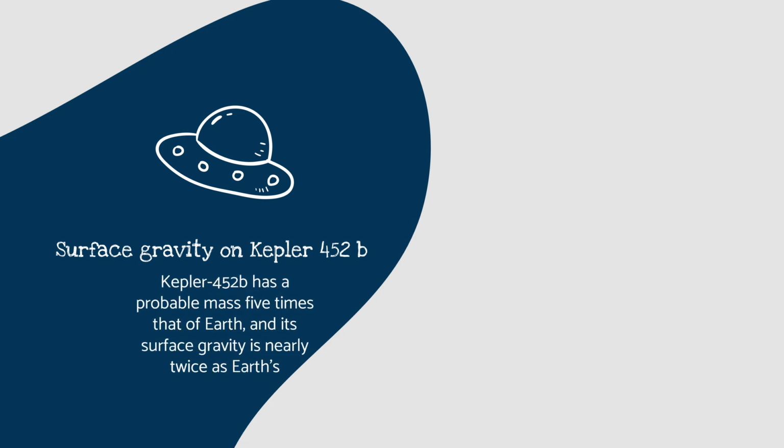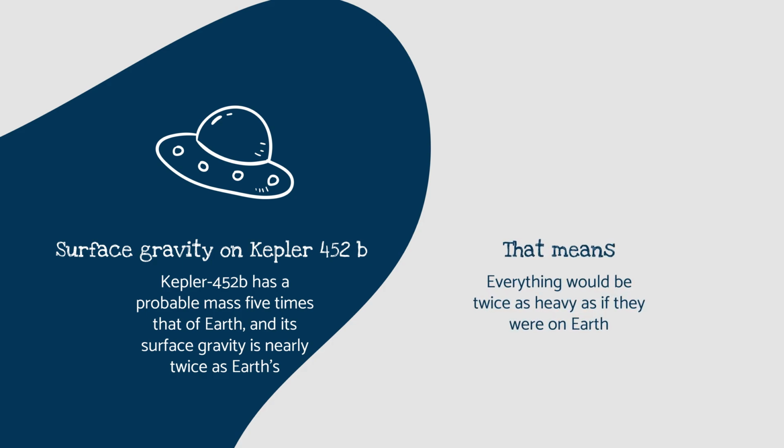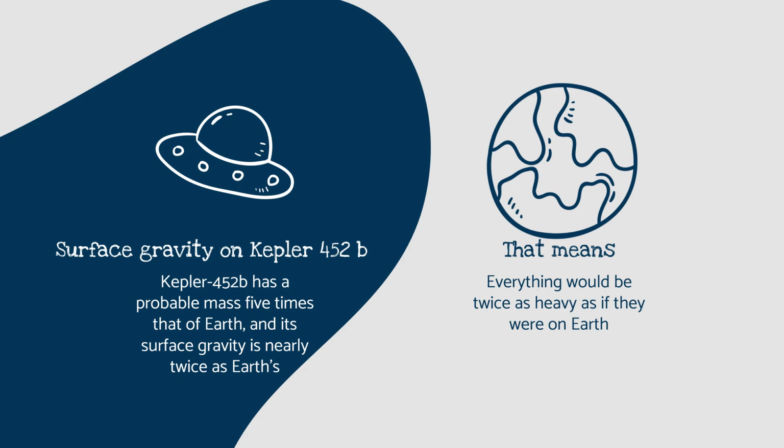With that in mind, we also know that the weight is proportional to the gravity the planet has. So the surface gravity on Kepler 452b is apparently 2 times as large as the Earth because it's got a much greater mass itself and a different radius. What that means is that everything would be twice as heavy as if it were on Earth, just like this.